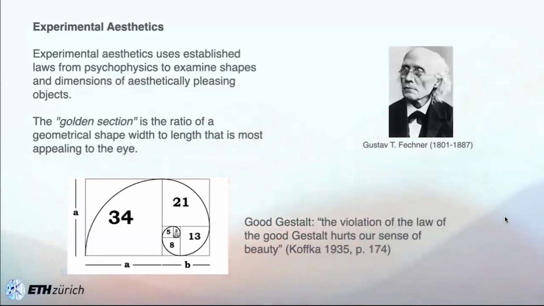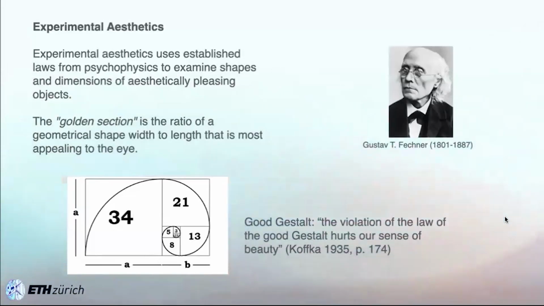And in his work, he spoke about this. He didn't come up with this, but the idea that the golden section is the ratio of a geometrical shape, width to length ratio, that is most appealing to the eye. And of course, we've seen this from antiquity, arts examples in antiquity, through to the modern age, that the golden section or the golden ratio is often used to great effect.